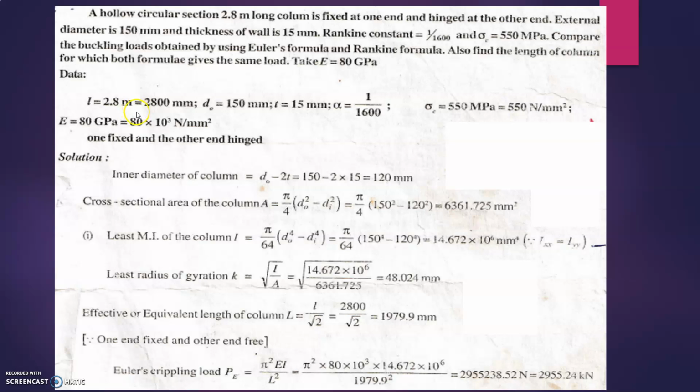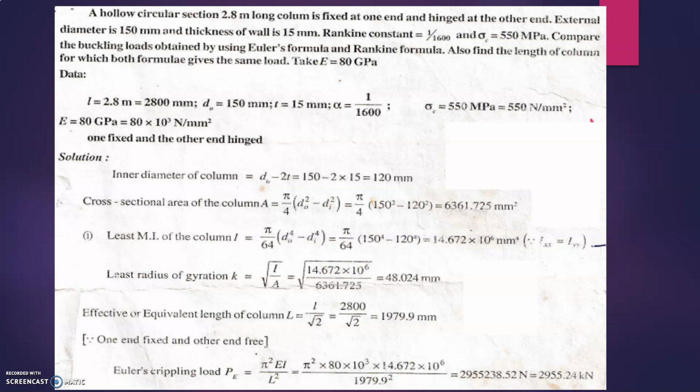So the length is given, that is 2.8 meter. So 2.8 into 10 raised to 3 millimeter, equal to 2800 mm. Next, what is given? External diameter is given. Instead of capital D, here it is taken as D naught, outer diameter. So external diameter is equal to 150 mm and thickness is given 15 mm, and alpha, Rankine's constant, is equal to 1 divided by 1600, and sigma c is equal to 550 MPa or 550 Newton per millimeter square. And E is equal to 80 GPa or 80 into 10 raised to 3 Newton per millimeter square.